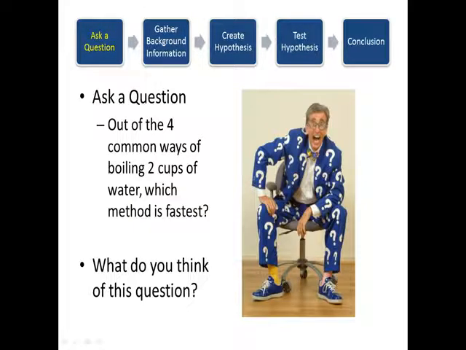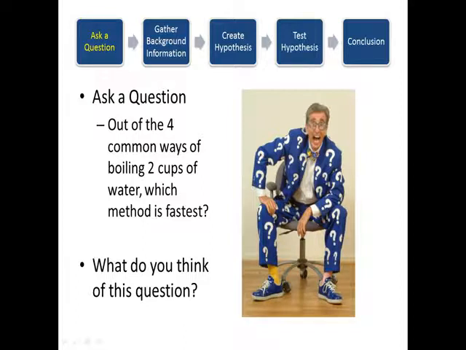We first start out, as Pearl said, by asking the question. The student in this example asked the question, out of the 4 common ways of boiling water, which method is the fastest? What do you think of this question? Well, there are some good things about this question. For instance, the student defines that they would boil 2 cups of water, which will be a constant for them throughout all of their trials. And they will measure which boils the fastest, which is easily measurable with a clock or stopwatch.